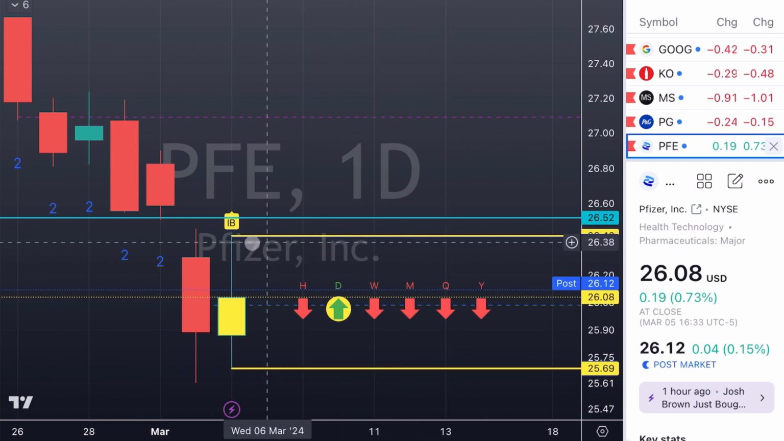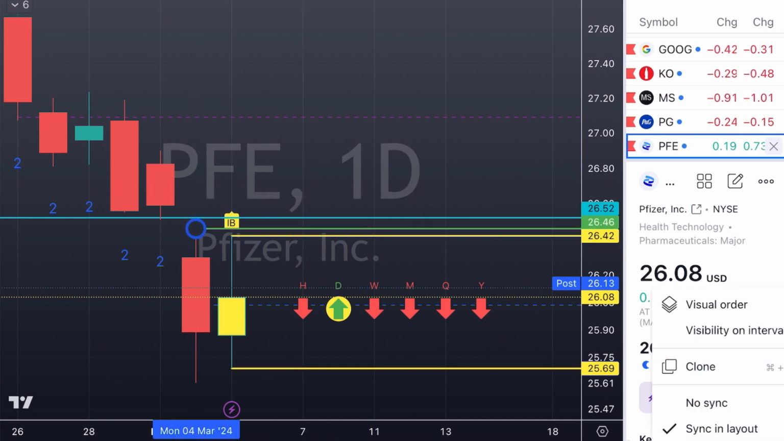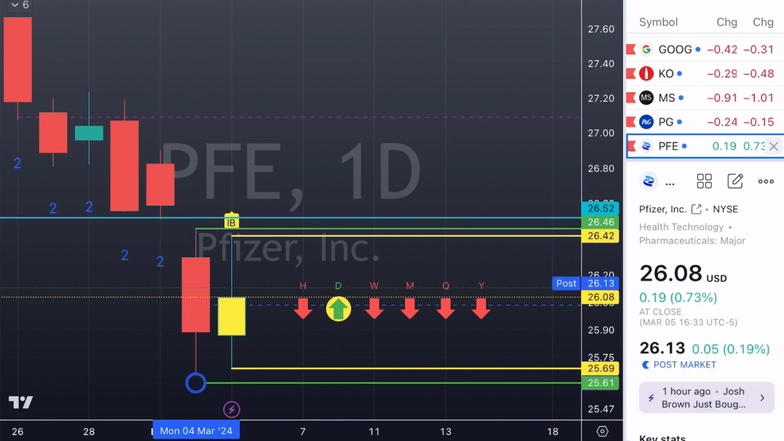Inside bar on Pfizer, okay? Calls at 26.42. Puts at 25.69. Where do your targets go? Top of the preceding wick. Low of the preceding wick.